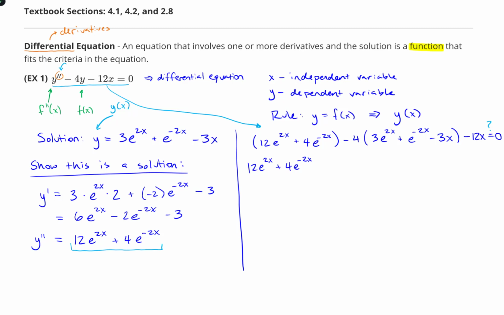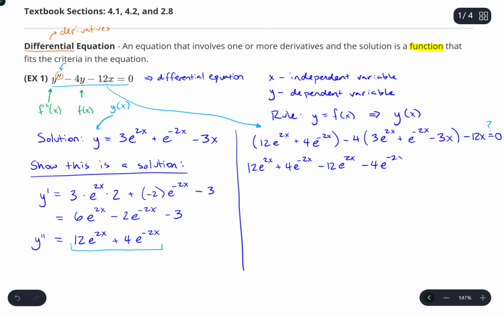Most people who would make a mistake here would probably try and say that e to the 2x and e to the negative 2x add up to 0, which they don't. So we can, however, distribute this 4. So minus 12e to the 2x, and then minus 4e to the negative 2x, and plus 12x. And then we have this minus 12x here and equals 0.